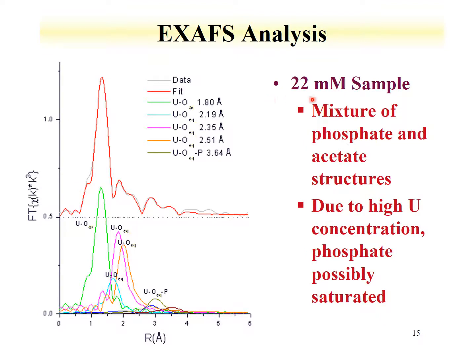In the 22 millimole sample, we see very similar data, but we see a mixture of phosphate and acetate structures. Some other structures are thrown in. The acetate becomes important because we saturated the phosphate structures, unlike the previous slide, where those phosphate structures were dominant in the coordination of the available uranium.